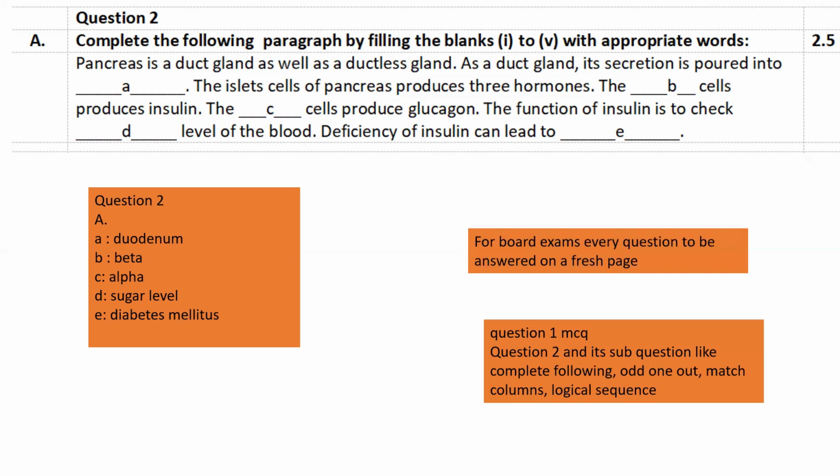Question 2 has many sub-questions like complete the following, name the following, odd one out, match the columns, logical sequence. There's no need to write on a fresh page for these. You just continue writing your entire question 2. Then in section B, your question 3 will come. Question 3 will be of 10 marks. That 10 marks question you continue. After you finish your 10 marks question, you write your next question on a fresh page.